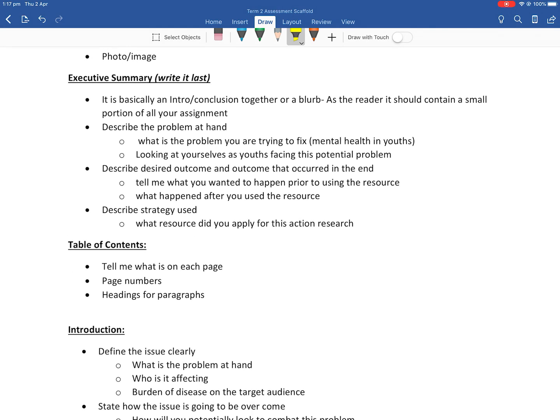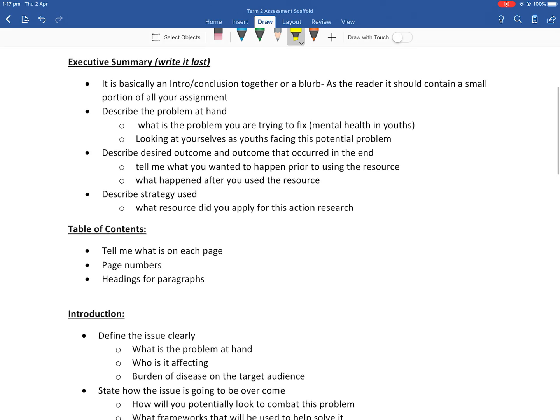Now, moving on to an executive summary, which could be very new for a lot of people. It is basically an intro and a conclusion put together. Think of the blurb on the back of all the books that you read: it literally is a teaser as to what's going to happen in the assignment or the book.